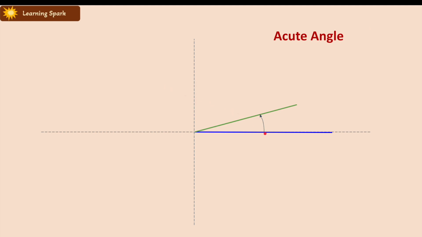Okay, this angle is less than 90 degrees, right? This angle is less than 90 degrees because it has not reached here. It has not stood up on this blue line yet. So this is less than 90 degrees. Any angle that is less than 90 degrees is called an acute angle.